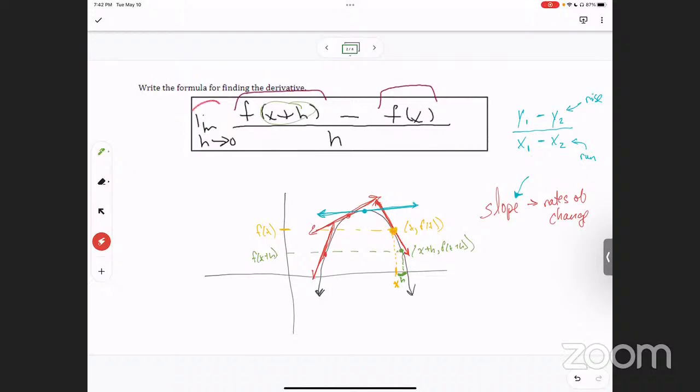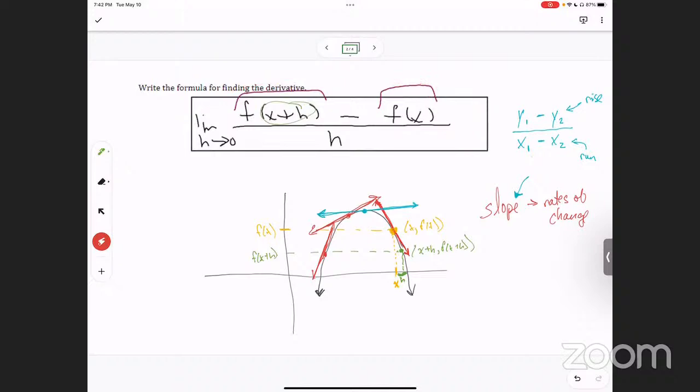And that's what I'm doing here with this formula: finding the limit as h gets closer to 0. As h gets closer to 0, I'm finding the limit of the slope, right? This is the slope of that line. And that line is going to be a tangent line. That's what a tangent line is. And the slope of that line is the derivative. That's what this limit is.